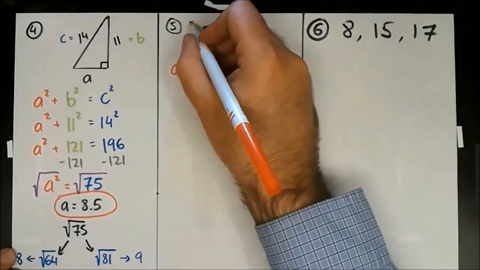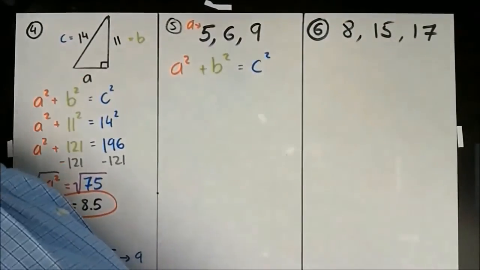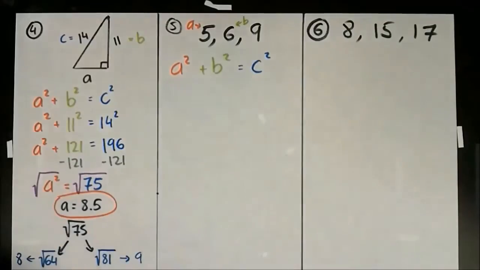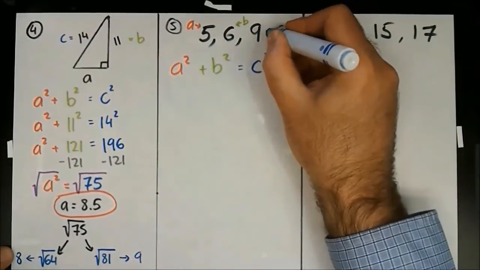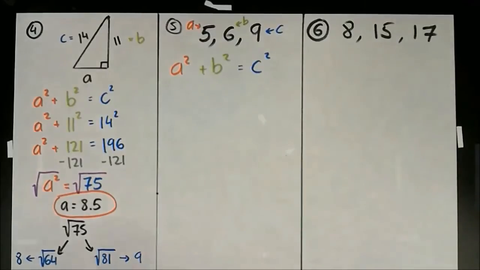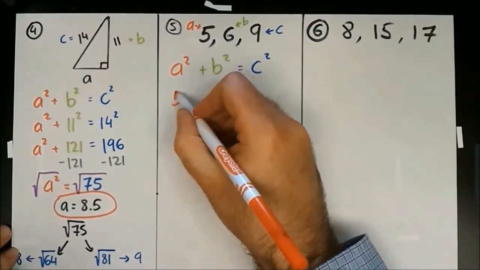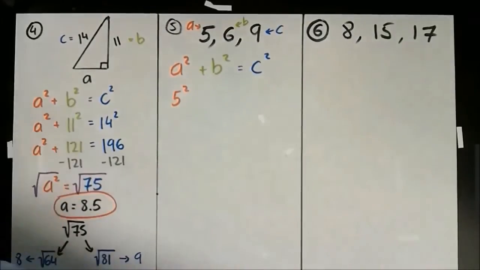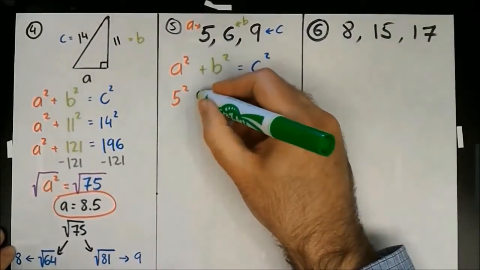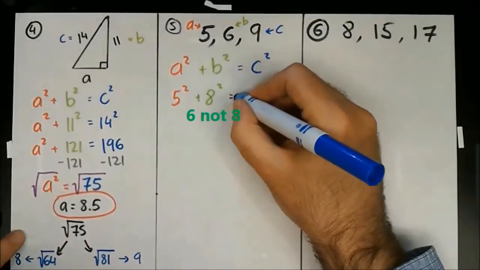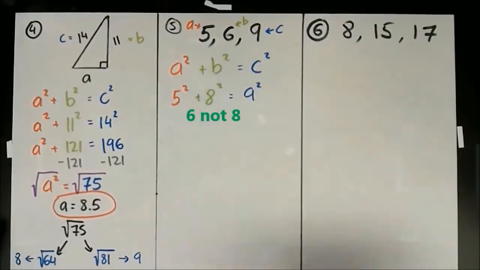Well, for me, the shortest one is always A. The middle one is B. And the longest one is C. And my next step is just to plug them in and see if it works or not. If it does, it's a right triangle. If not, then it doesn't work. So instead of A, I'm going to write 5 squared. Instead of B, I'm going to write 8 squared. And instead of C, I'm going to write 9 squared. Alright, so far so good. Now just crunch my numbers.